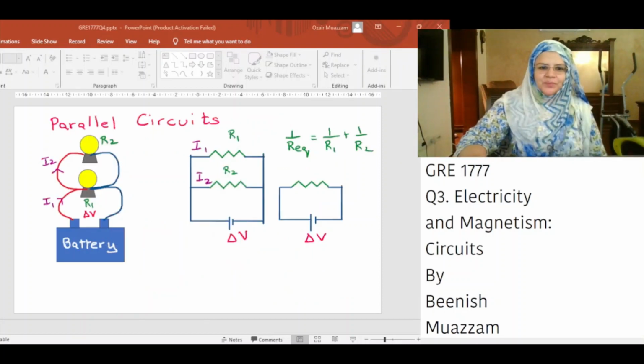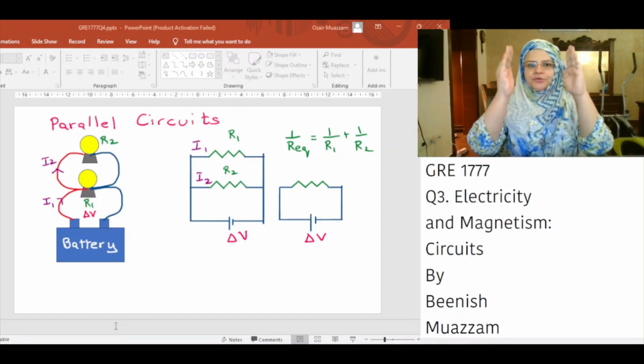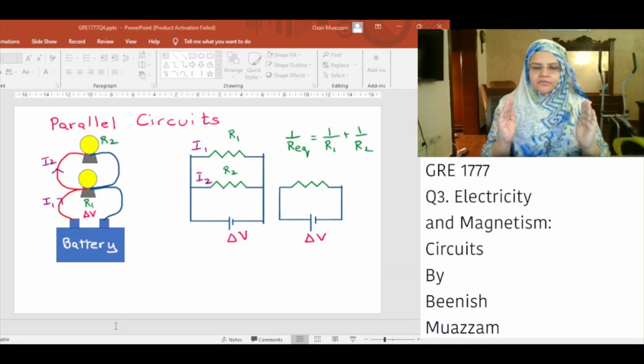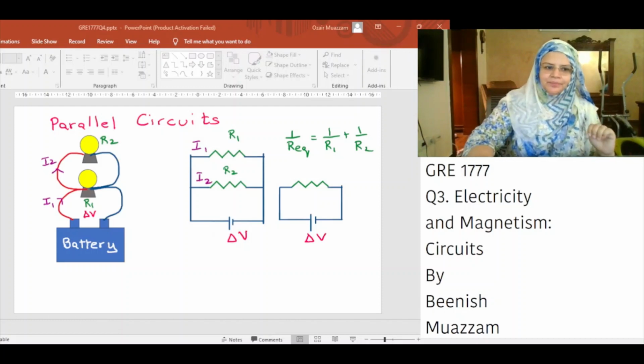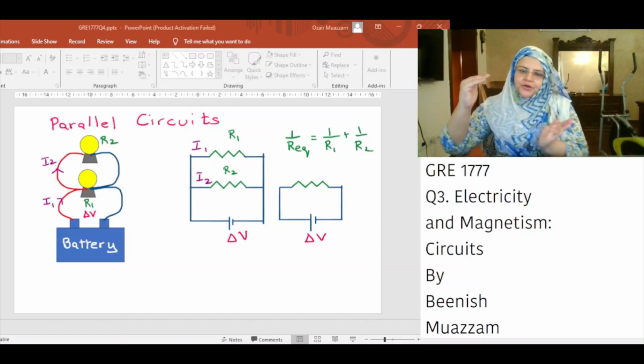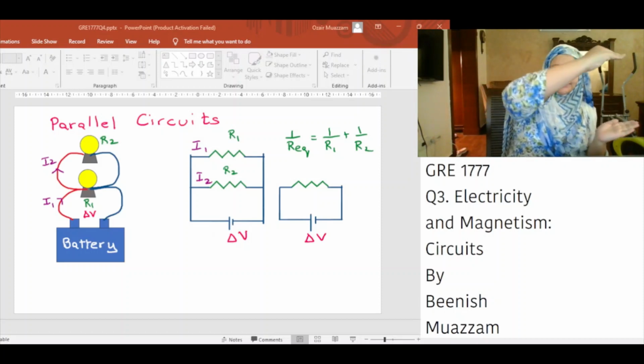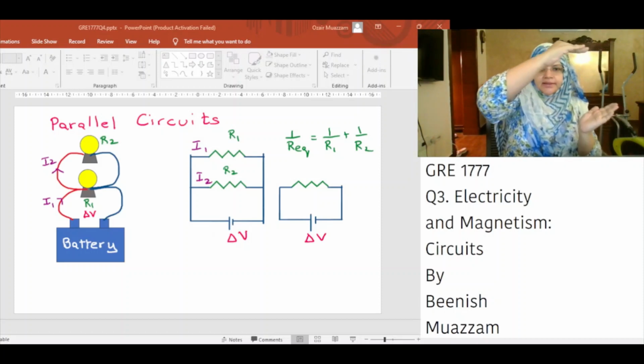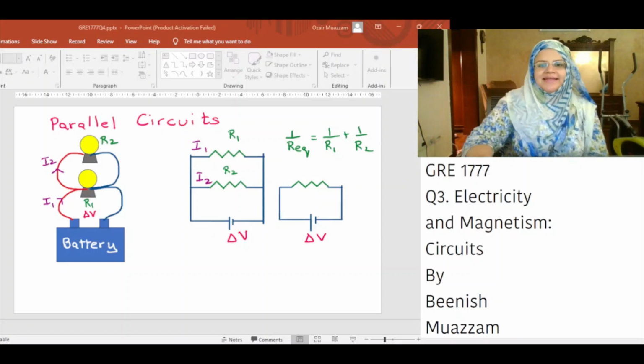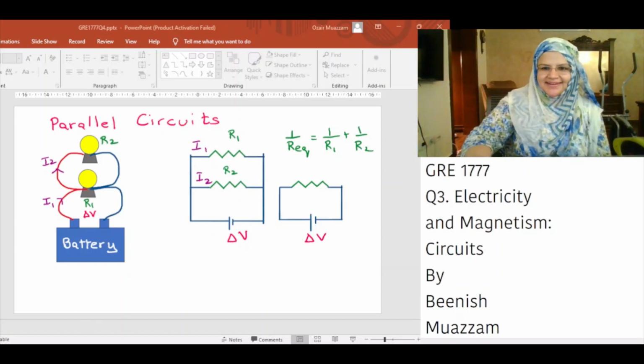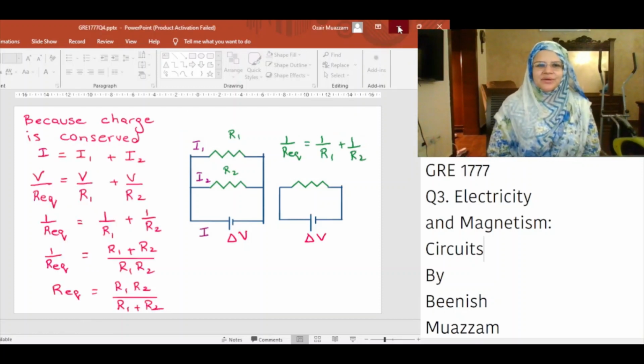Now let's consider parallel circuits. Notice both resistors are connected to the terminals of the battery. Therefore, the potential difference across the resistors is the same. A junction is any such point in the circuit where the current can split. The split results in less current in each individual resistor than the current leaving the battery. Since charge is conserved, I is equal to I1 plus I2.